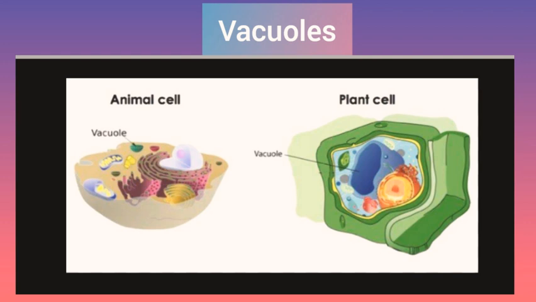Then vacuoles. Animal cells and plant cells both have vacuoles. These vacuoles helps to throw out waste products of the cell. Vacuoles in animal cells are smaller, whereas there is only one large vacuole in plant cell, as you can see in this picture. These were all the important cell organelles which were like nucleus, endoplasmic reticulum, Golgi bodies, lysosomes, mitochondria, vacuoles, plastids, etc.